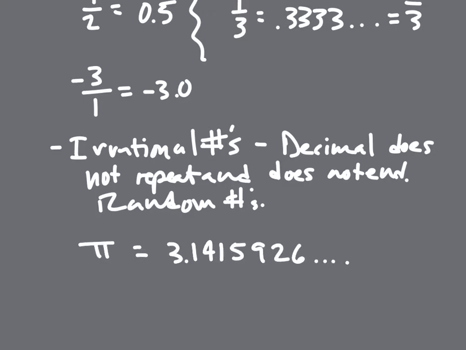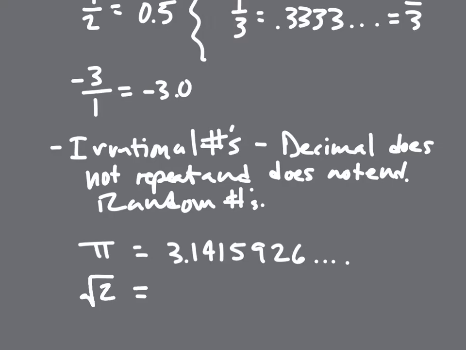Pi is an irrational number, 3.1415926, and that number is going to continue on forever and ever. These numbers are random. There's no order to this, and they don't repeat. It's not going to end. It's not going to repeat. The square root of 2 is also an irrational number.